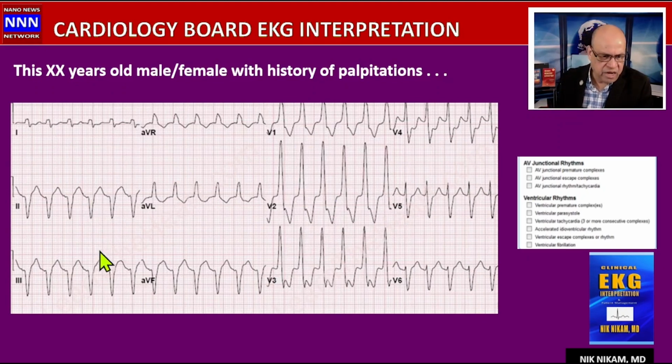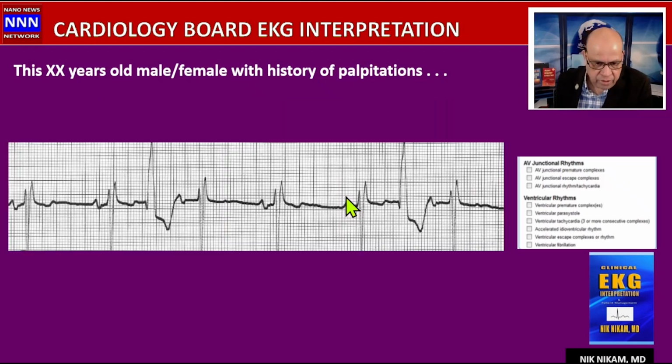And this is left anterior hemiblock. That means the impulse is going upwards. So it could be coming from the lower part of the ventricle going upwards. Anyway, that's too much. Let's move on.